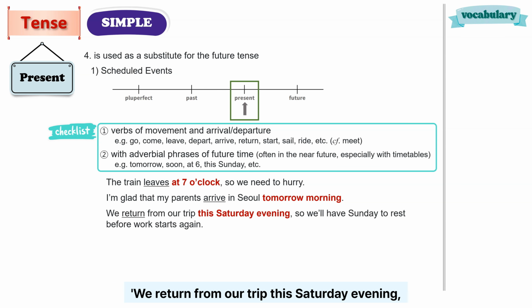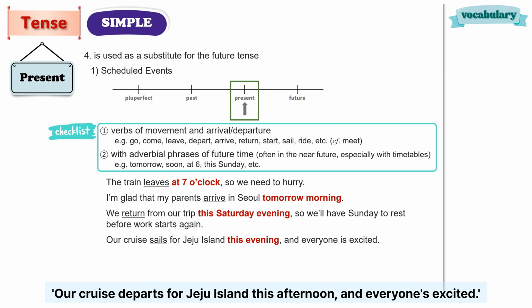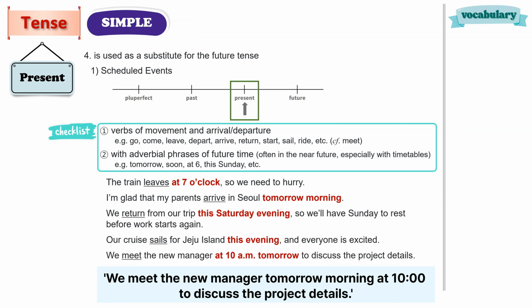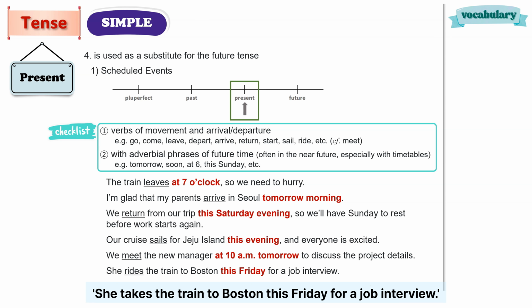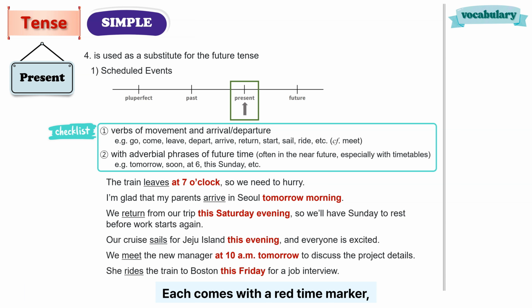We return from our trip this Saturday evening, so we'll have Sunday off before going back to work. Our cruise departs for Jeju Island this afternoon, and everyone's excited. We meet the new manager tomorrow morning at 10 to discuss the project details. She takes the train to Boston this Friday for a job interview. If you look closely, you'll find two common features among all the underlined verbs. Each comes with a red time marker, an explicit reference to a specific future time. Each refers to a definite schedule in the near future.